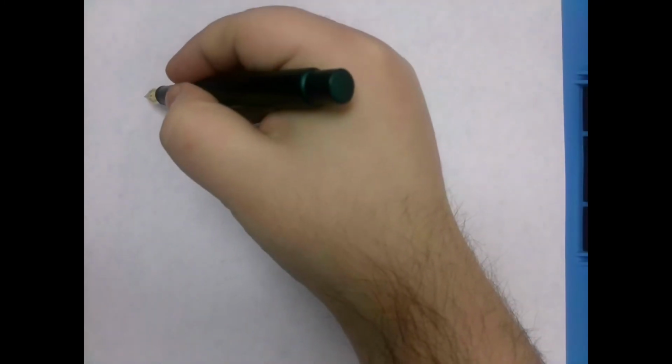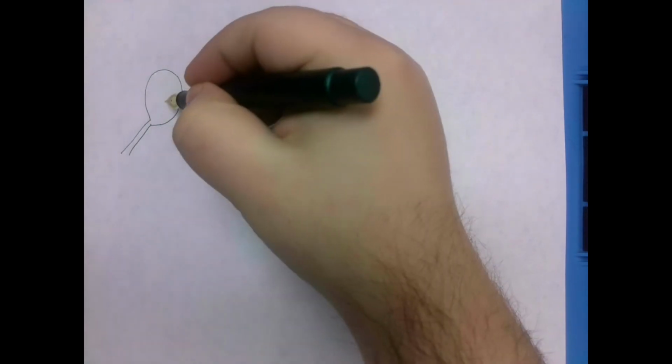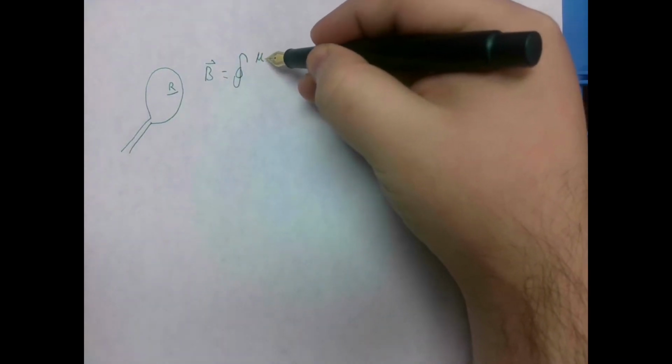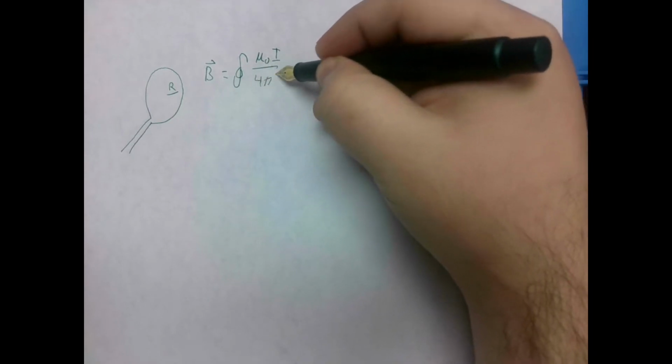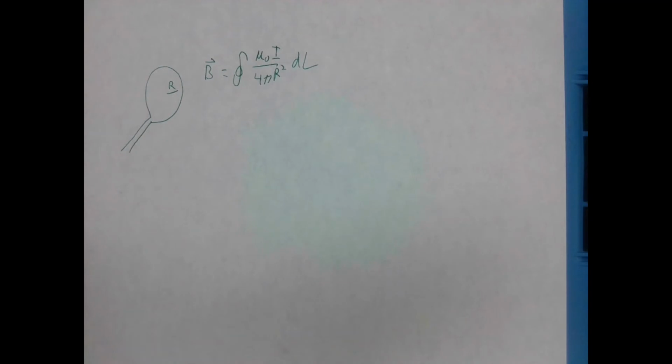Alright. So what is the magnetic field strength going through a loop of wire of radius R? It's equal to the line integral of the magnetic permeability times the current going through the wire divided by 4 pi r squared. Wait, is this IPC? Oh wait, this is physics, my bad.